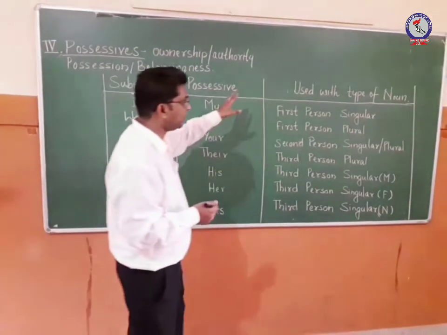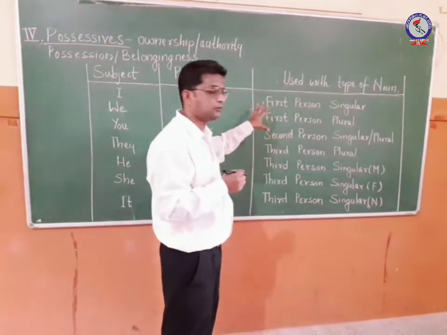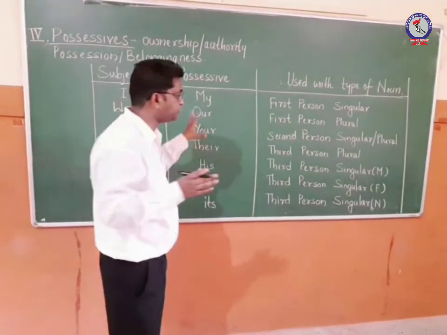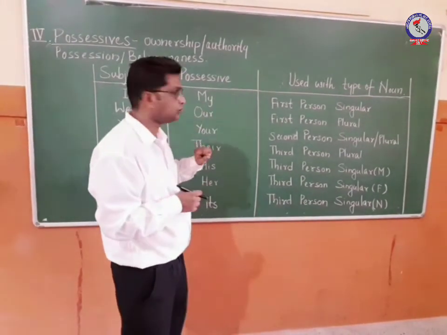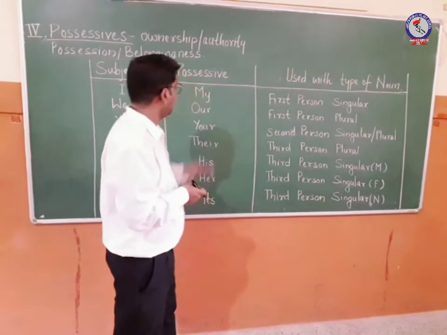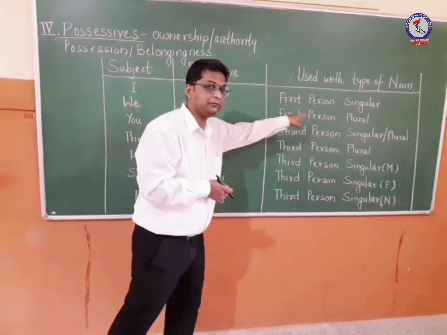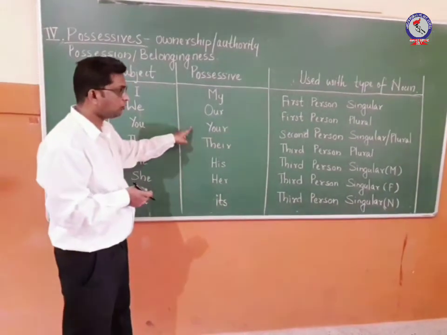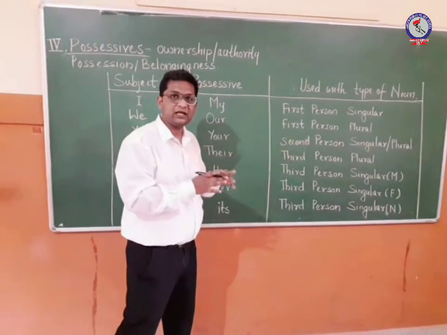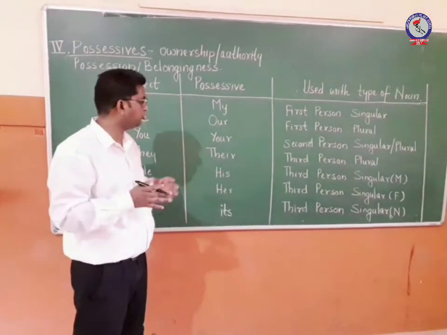Now come to the types of nouns with which we will use these possessives. My will be used when it is first person and singular. Our will be used when first person and plural. Your will be used for second person, singular as well as plural.